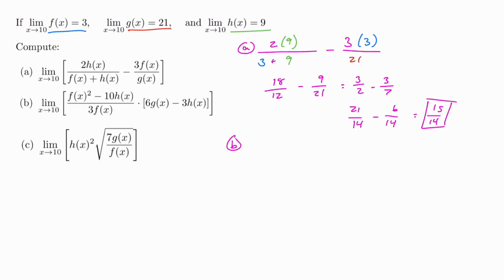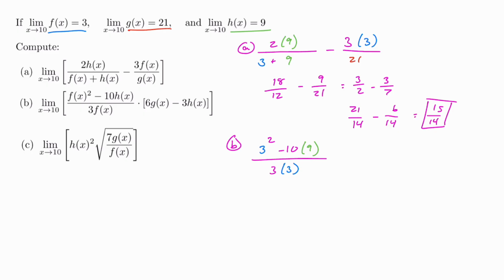For B, we have f of x squared, so 3, let's write that in blue. 3 squared minus 10 times h of x divided by 3 times f of x.